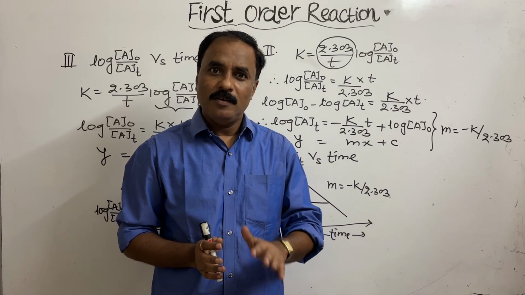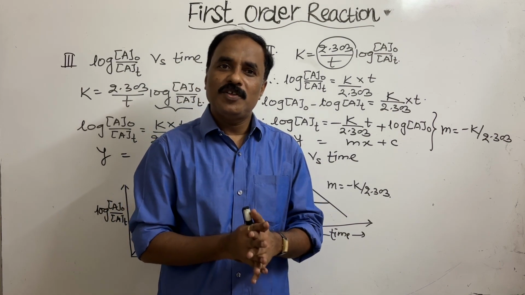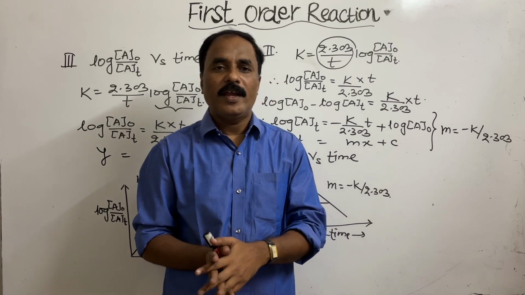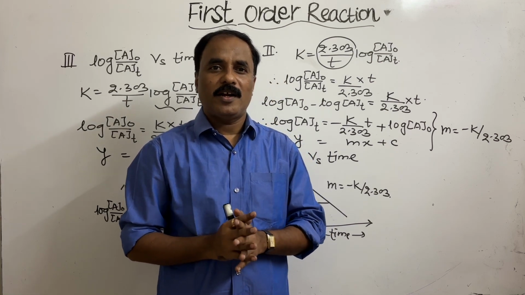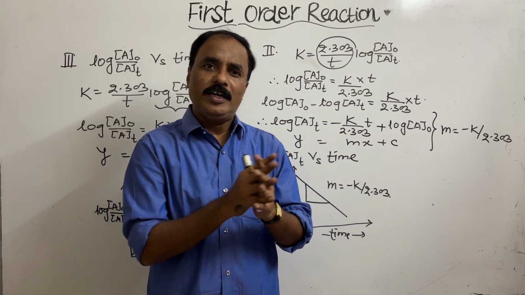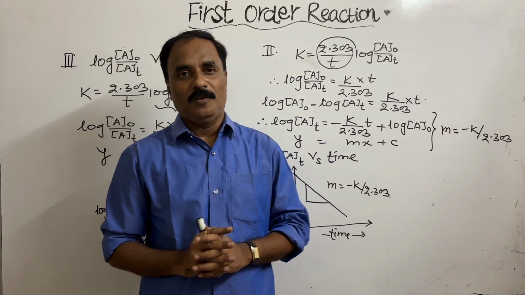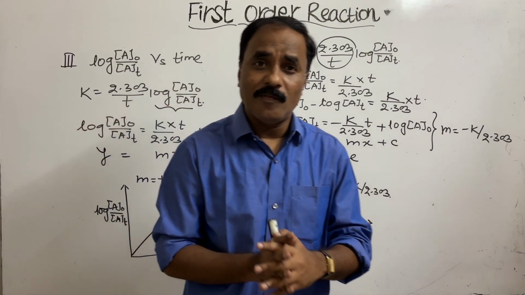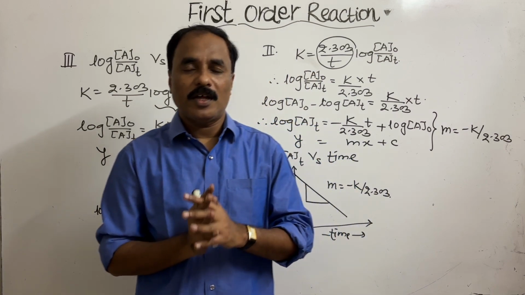Half life period in first order kinetics. T half is equal to what? 0.693 upon K. And in case of first order kinetics, half life period is independent of concentration of reacting molecule. And finally, graphical representation in case of first order kinetics.